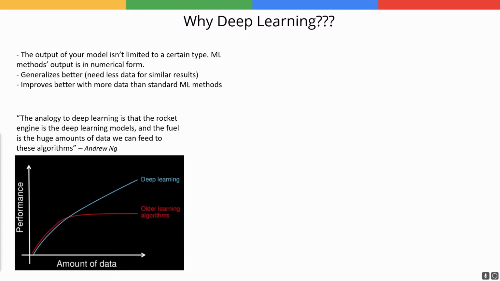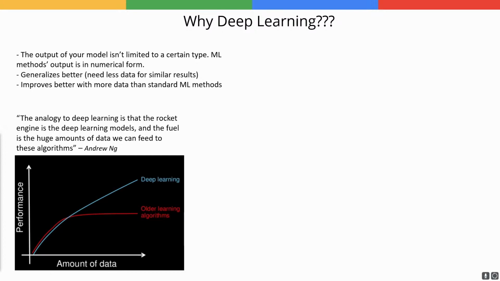As Andrew Ng said, and for those of you who don't know who Andrew Ng is, he co-founded Coursera. Coursera is a website which gives a lot of courses for free, and he teaches deep learning to thousands of people. And I would say it's one of the best deep learning courses that's free, alongside Stanford's free course on machine learning. So he said that the analogy to deep learning is that the rocket engine is the deep learning models, and the fuel is the amount of data we can feed to these algorithms.